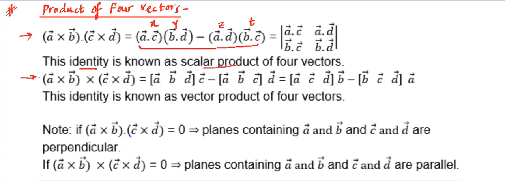Similarly, there is another identity for vector product. So we can think of this as (A cross B), bracket closed, cross, another bracket (C cross D). So instead of dot over here, we have to bring now cross. So this is a vector, this is a vector, so it's ultimately a vector product of 2 vectors. So it's going to be a vector quantity. So ultimately we will get a vector, right?